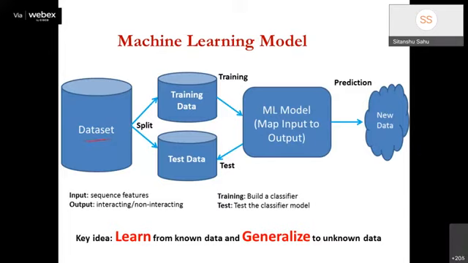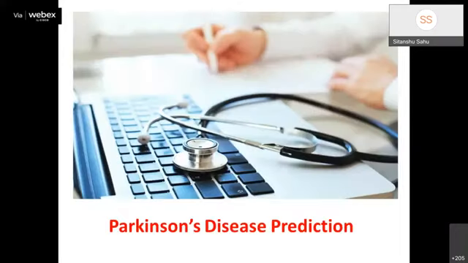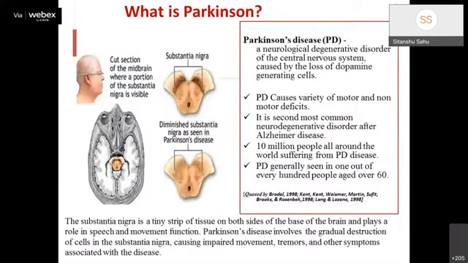Let us look at how we can apply this in a healthcare application. I'll be discussing a little bit on how machine learning is being used in Parkinson disease prediction. Parkinson disease is one of the most prevalent diseases in old age. It is a neurological degenerative disorder in the central nervous system, caused by the loss of a neurotransmitter called dopamine. If the dopamine neurotransmitters are not deposited at the substantia nigra in a proper amount, that leads to Parkinson disease.